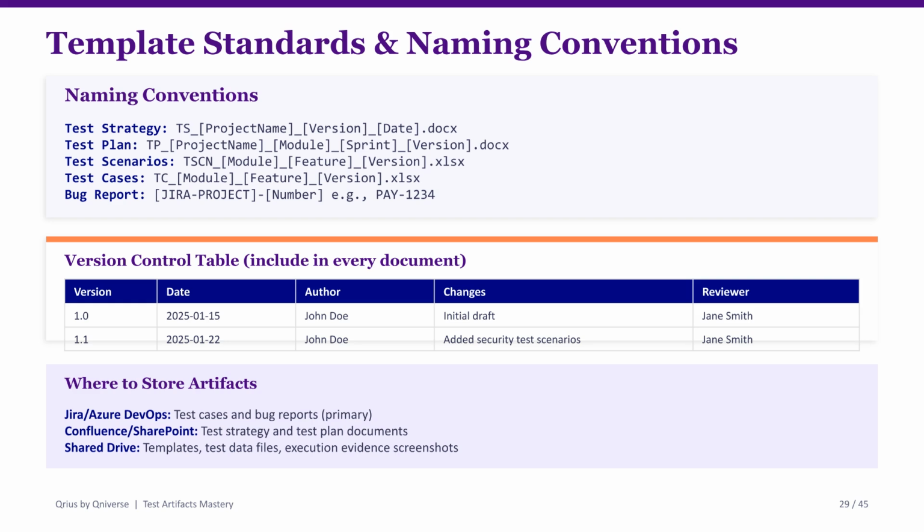Establishing clear template standards and naming conventions, such as ts_project_name_version, ensures consistency and easy identification. Store documents like test strategies in Confluence and test cases and bugs in systems like Jira.